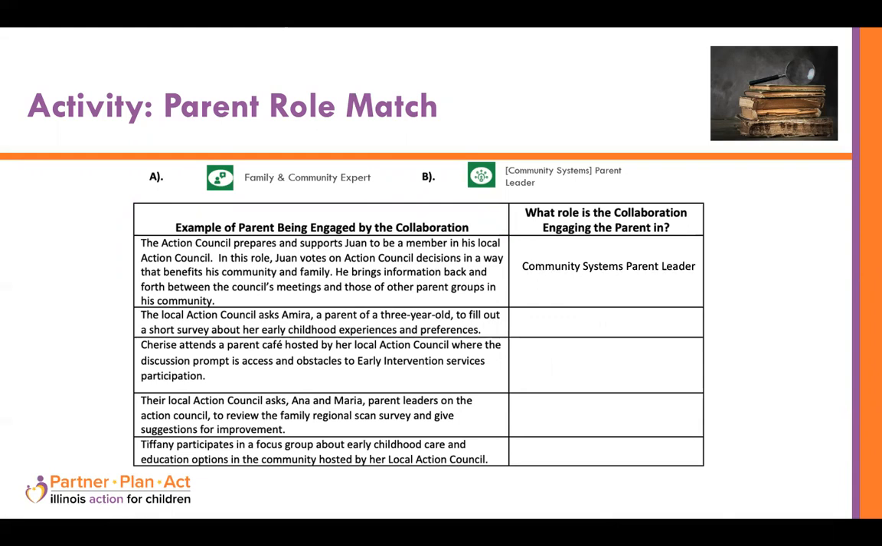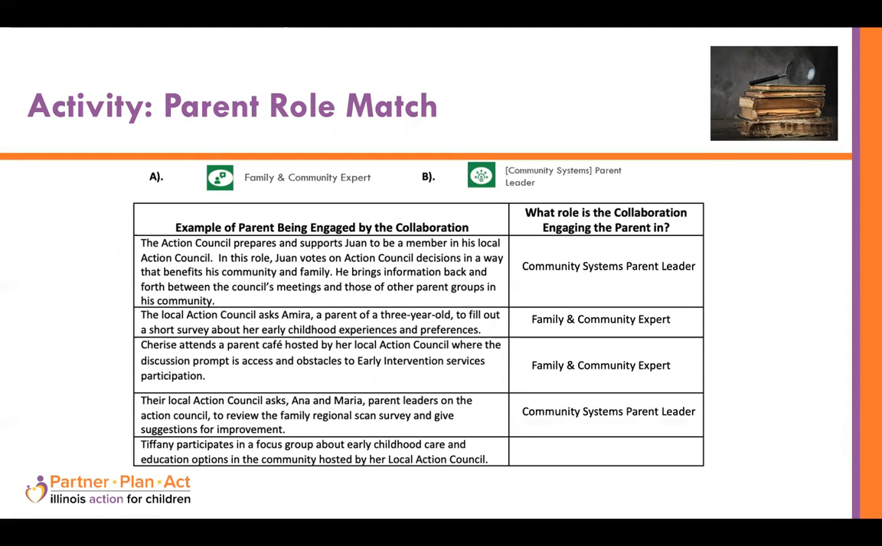The answer for the second scenario is family and community expert. Amira completes a short survey sharing her early childhood experiences and preferences. The answer for the third scenario is family and community expert. Sharice attends a parent cafe where she is asked to discuss access and obstacles to participate in early intervention.